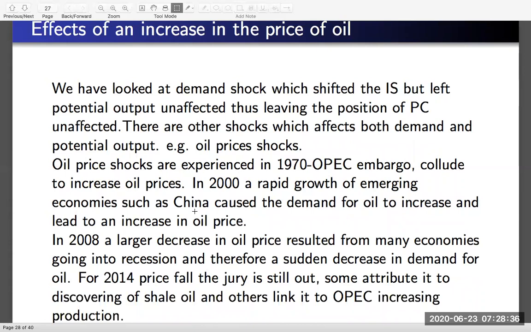And then there was another one in the year 2000. This is just history, it's not important. I will tell you when it's becoming important. Rapid growth of emerging economies such as China caused the demand for oil to increase and led to an increase in oil prices. In 2008, a larger decrease in oil prices. Of course, economies were going through recession, so you should expect that. For 2014, we don't really know what was happening. And this year, there was some random event where oil prices were becoming negative.